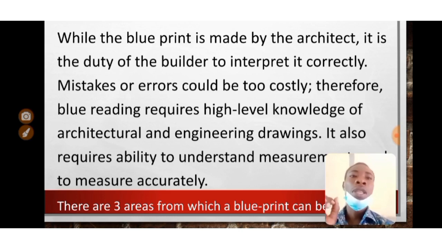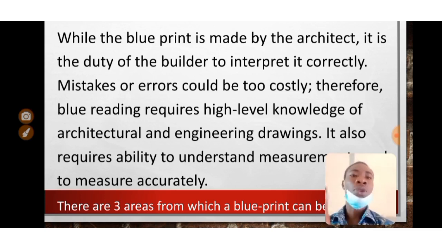It requires precision and accuracy. Any mistake can be very costly. A mistake on the door can give you a wrong door because the builder is following that drawing to the letter. So you have to make sure as an architect that the drawing is perfect before handing it over to the builder. That's why blueprint reading requires a high level of architectural and engineering drawing.